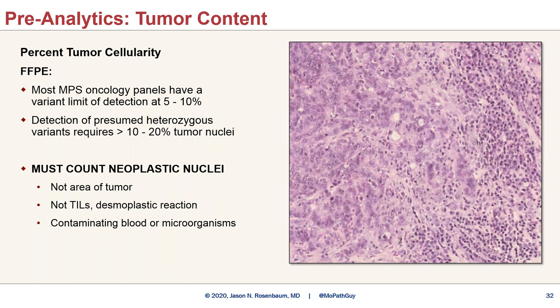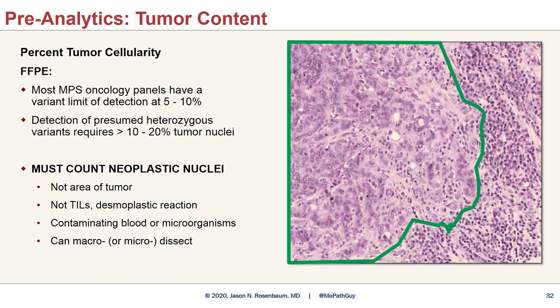It is possible to macro dissect, to circle the region that you're interested in, that you believe to be more representative of tumor, and try to exclude as many lymphocytes or other cells as possible. That can be done and is done at many institutions. The only thing to be aware of in that case is that the percent tumor that you should be reporting is of what you circled. It's not of the specimen overall.